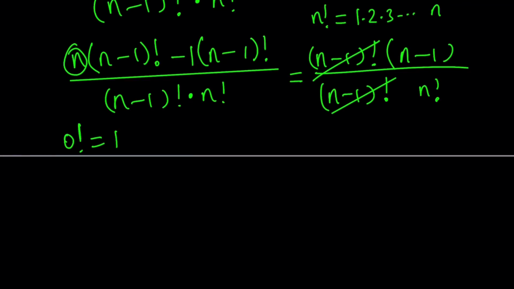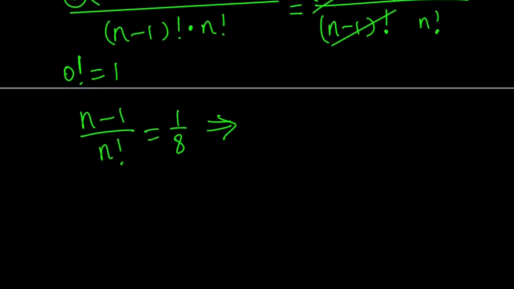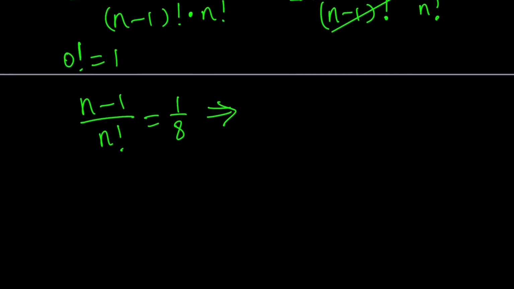Anyways, so we got the following. (n minus 1) over n factorial equals 1 over 8. Let's go ahead and cross multiply to get a better expression. From here I get n factorial equals 8 times (n minus 1), which is 8 times (n minus 1). I guess it's better not to distribute because I'm going to simplify this a little bit more.